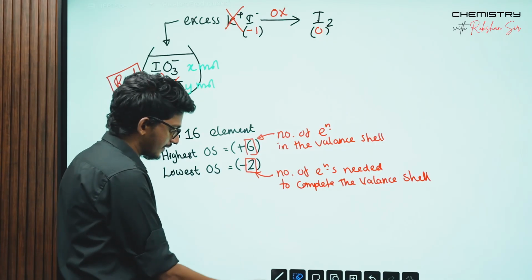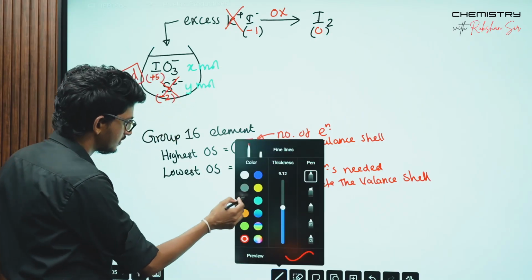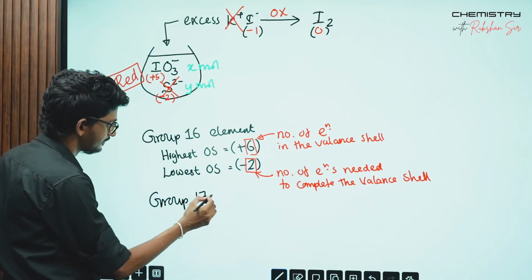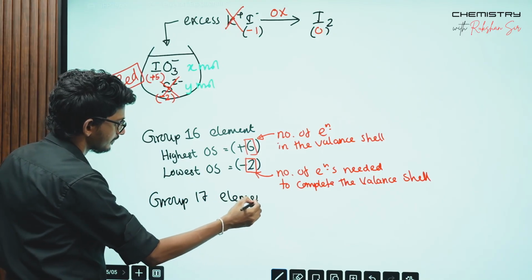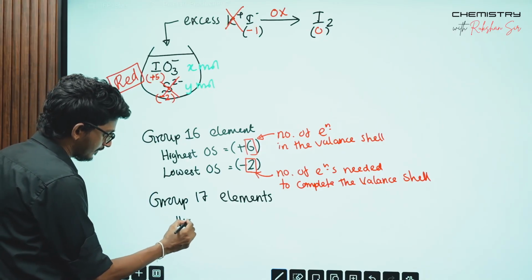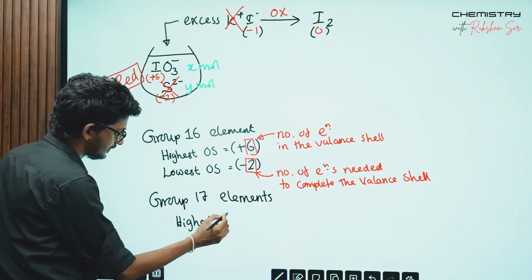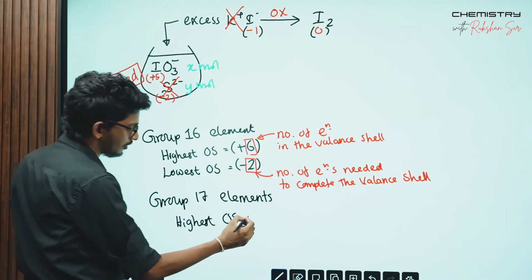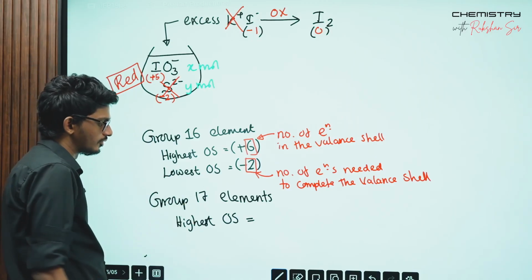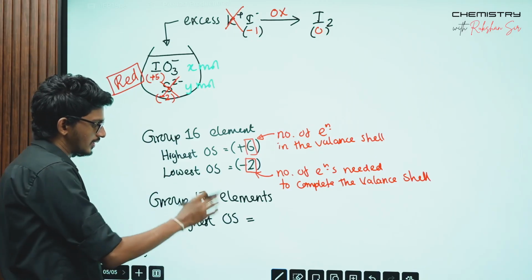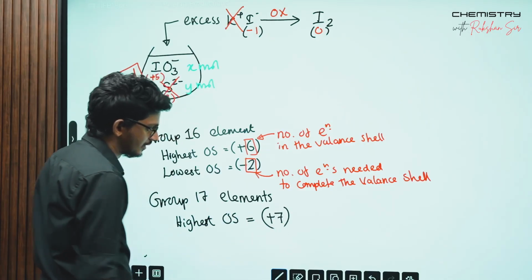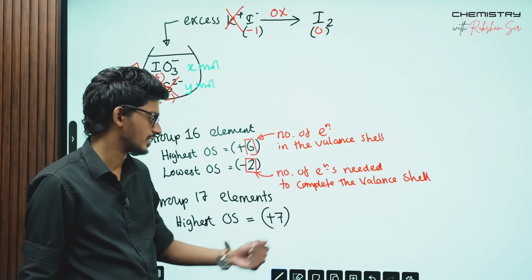Let's discuss the same idea with the group 17 elements as well. For the highest oxidation state, it is the number of electrons you need to release to come up with a complete shell. That means you can release all the 7 electrons at your outermost shell to come up with a complete shell there. So that is the +7. That is actually the number of electrons in the valence shell as well, right?